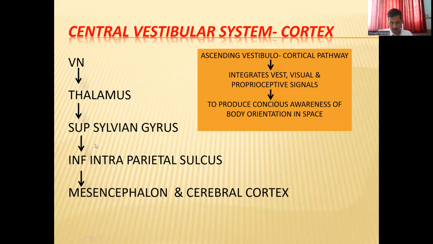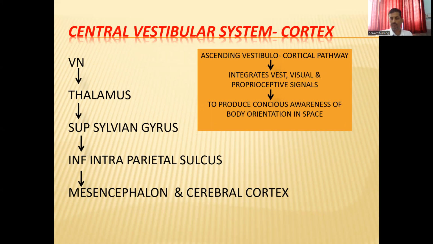We call all these fibers the ascending vestibulocortical pathway. This is the ascending pathway from the vestibule up to the cortex, and what it does is integrate the visual, vestibular, and proprioceptive signals, finally producing the conscious awareness of the body and its orientation.